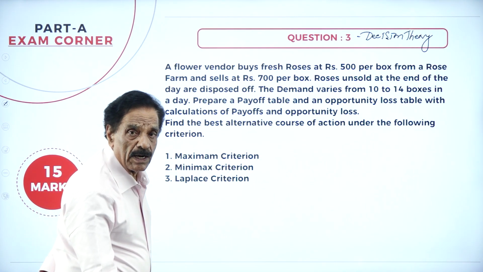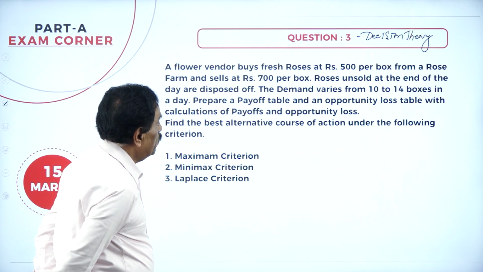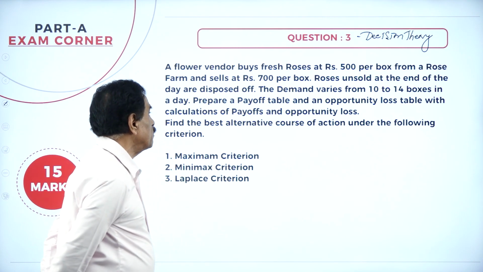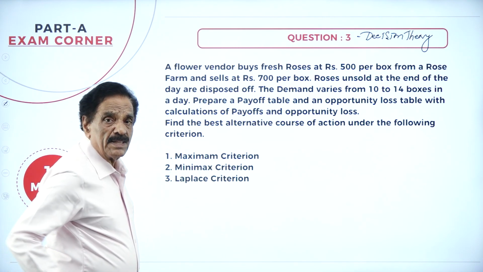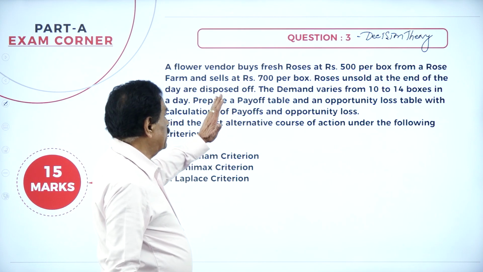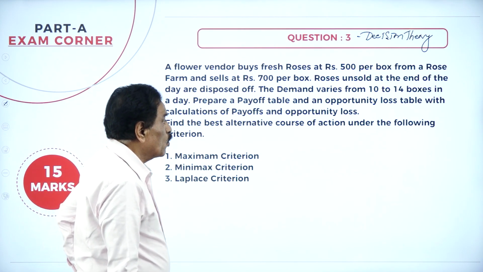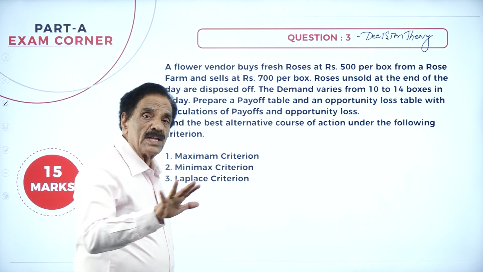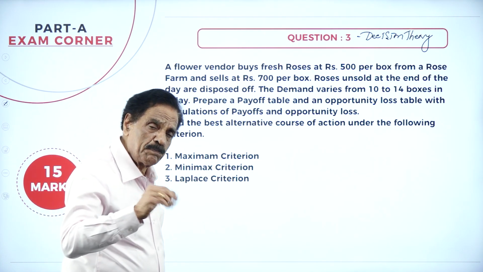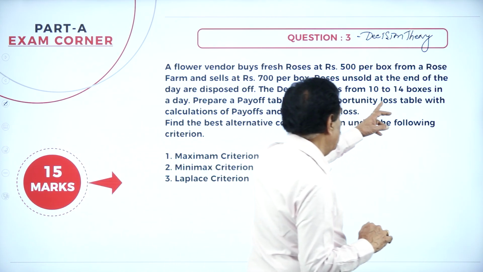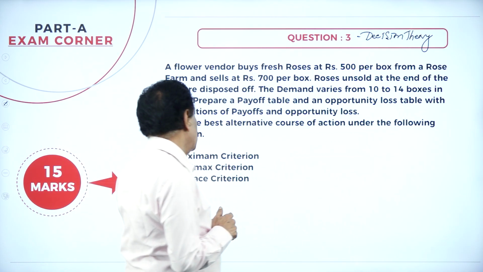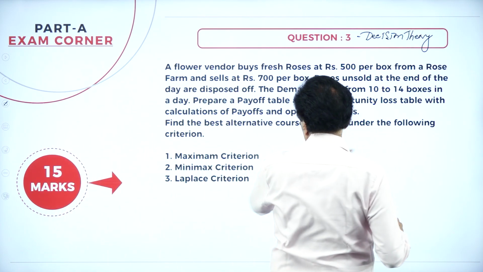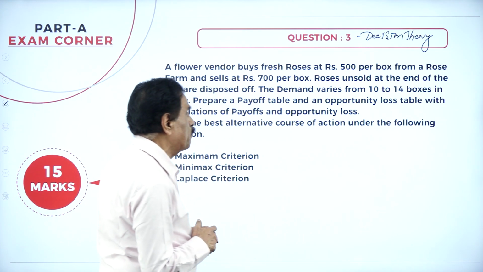A flower vendor buys fresh roses at rupees 500 per box from a rose farm and sells at rupees 700. The cost price is 500 and selling price is 700. Roses unsold at the end of the day are disposed of. Nothing has been left over here. The demand varies from 10 to 14 boxes in a day. Prepare a payoff table and an opportunity loss table with calculation of payoff and opportunity loss.